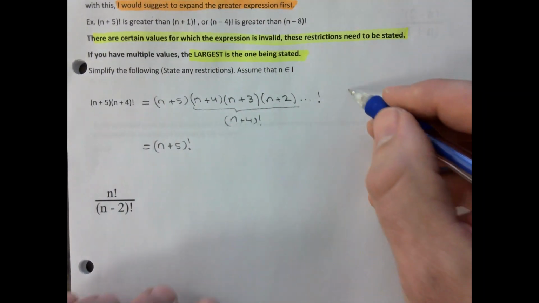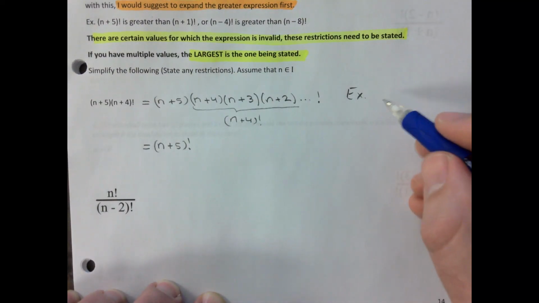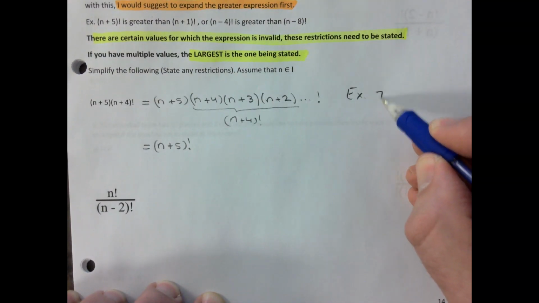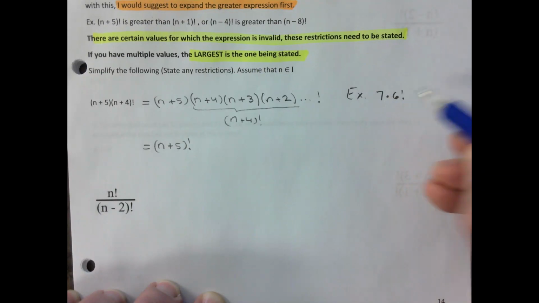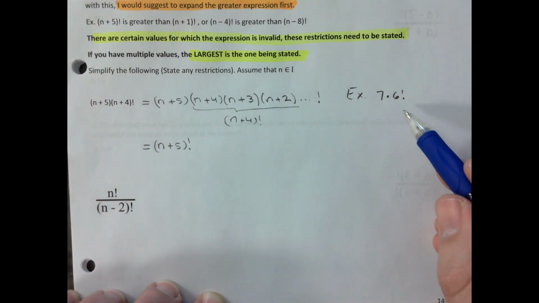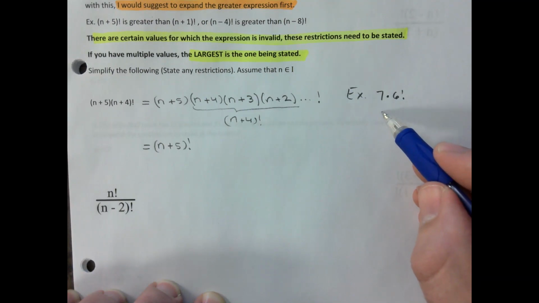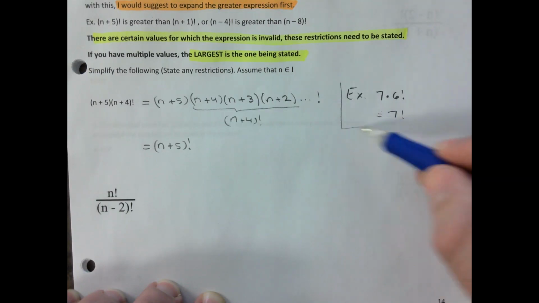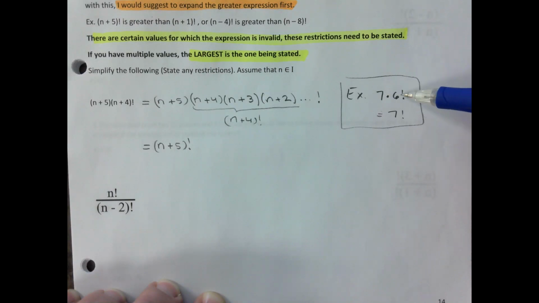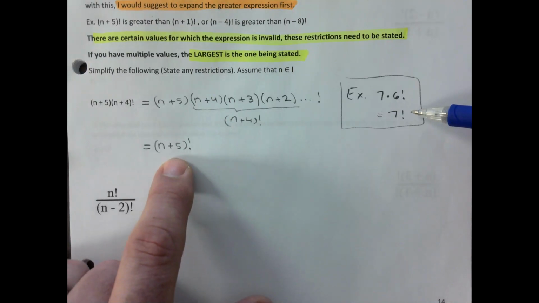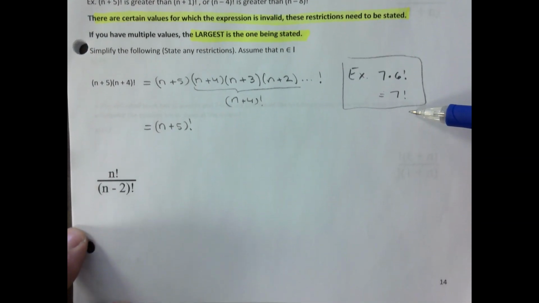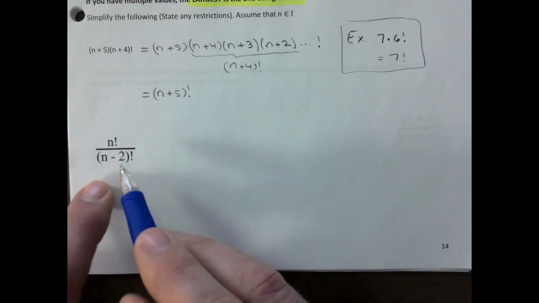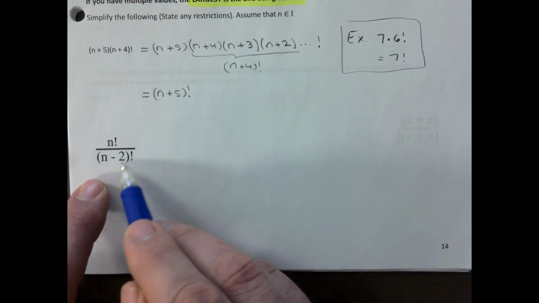I will just give you an example here. Like if I told you 7 times 6 factorial, if I just give you that expression, wouldn't you just say, wait a minute, this is just 7 factorial? It is really just whatever that number in front of that 6 is, it's 7 factorial. That's the idea that I was using here. This is the more common scenario you're going to have.